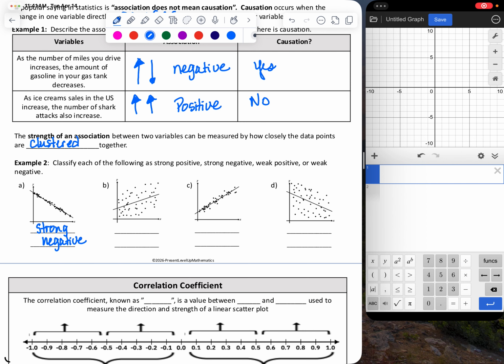In our second example, we have a line of best fit that has a positive slope, but the points are not clustered very tightly around the line. So we would say that this is a weak positive association.